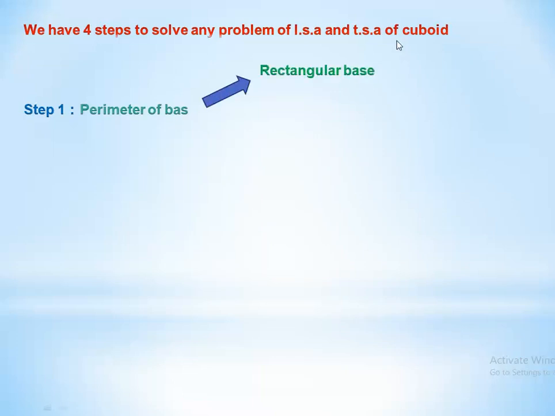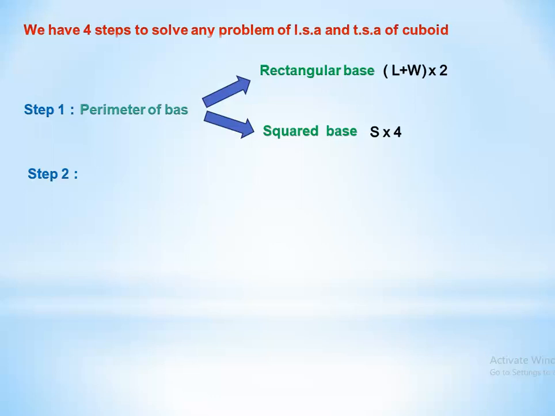We have 4 steps to solve any problem of LSA and TSA of cuboid. Number 1, perimeter of base. The base is either a rectangle or a square, since we have special cases of the cuboid with a squared base. If we have a rectangular base, the perimeter equals length plus width, by 2. If the base is a square, the perimeter will be side by 4.